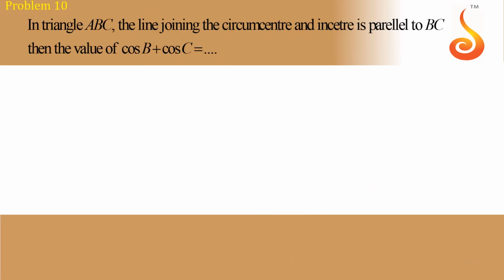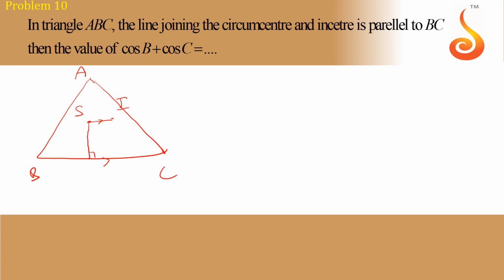Next problem. In triangle ABC, the line joining the circumcenter and incenter is parallel to BC. Then I want the value of cos B plus cos C. Let us take the triangle ABC. S is the circumcenter, I is the incenter. It is parallel to BC. Then from S, if I draw a perpendicular, this length must be R. Smaller, because from the incenter, the perpendicular distance to any side is the inradius, that is smaller. Since SI is parallel to BC, no?